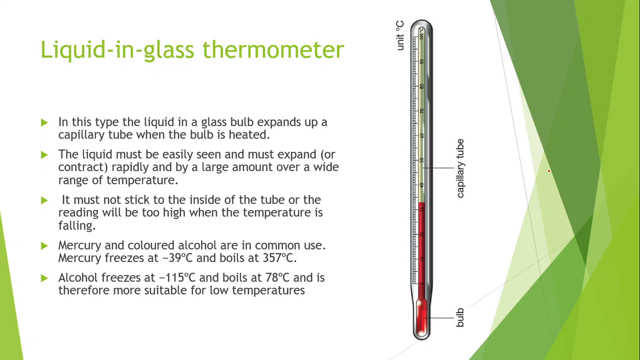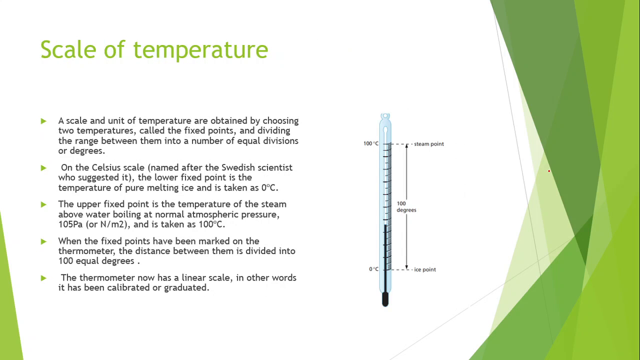Mercury freezes at minus 39 degrees and boils at 357. So that gives us a really moderate range for our usage. Similarly, alcohol freezes at minus 115 degrees and boils at 78 degrees. So that's also something that we can work with.